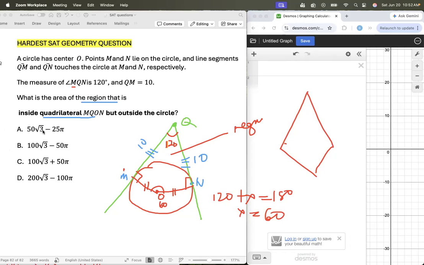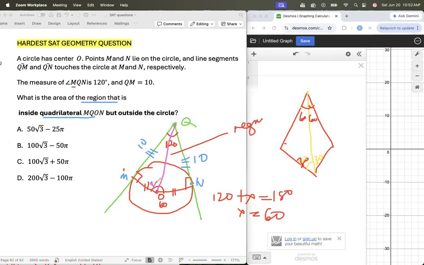Now, we're going to divide this into 2. If I divide, here will be 30, here will be 30, and on this side both of them will be 60 because the angle opposite is 120. So this is 60, 60, this is 30, and 30. So that's what I'm going to do here. I'm going to divide this into 2. I draw a line from here to here.